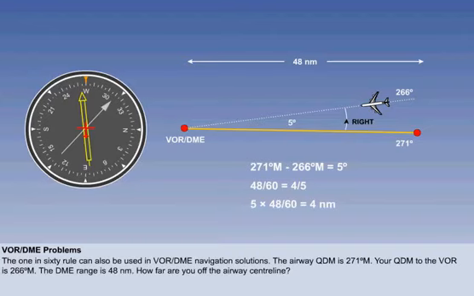This could be important. Most airways are 10 miles wide, extending 5 miles each side of the centre line. At 4 miles, you are still inside the airway. When tracking VORs, it is your responsibility to stay within the airway, and you will use these types of calculation in your IFR training.